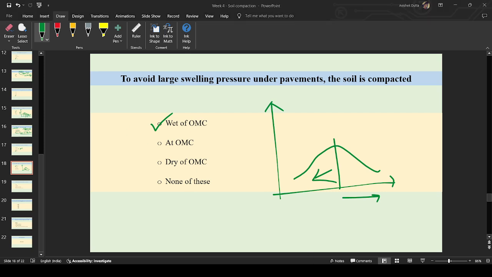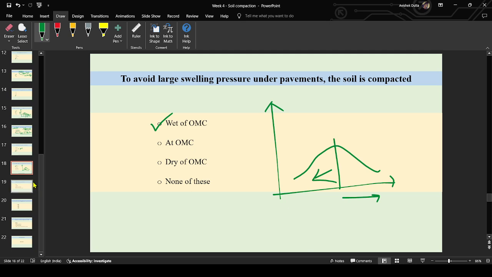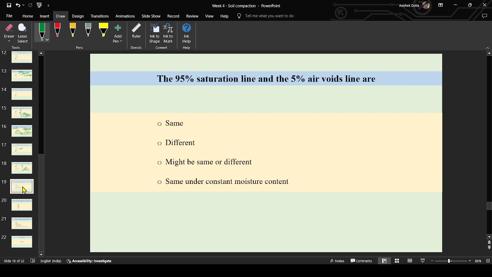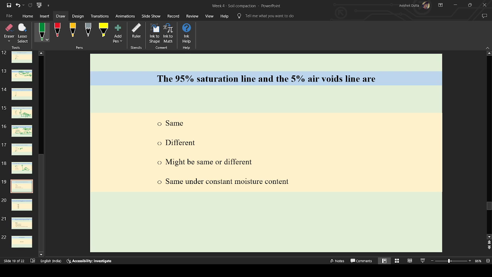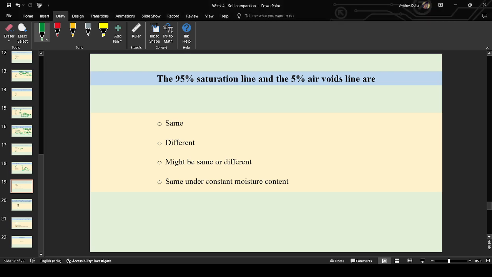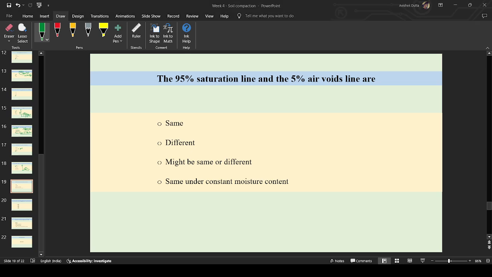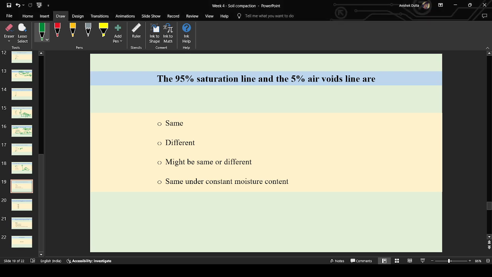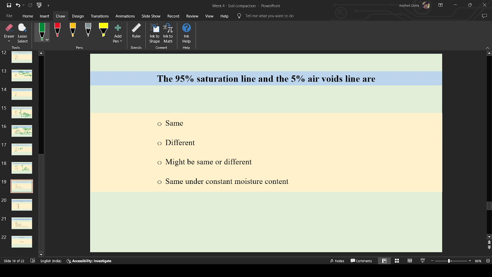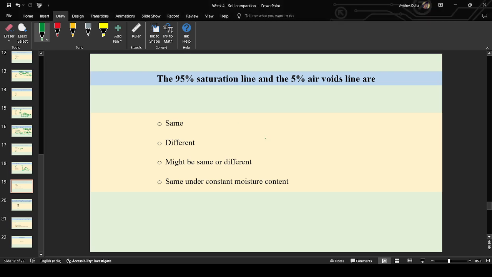Okay, this was also, I think, easy. Next question. The 95% saturation line and the 5% air voids line are, what is the answer? Same, different? Any answer? B, different. Yes, it is true. B is the right answer.